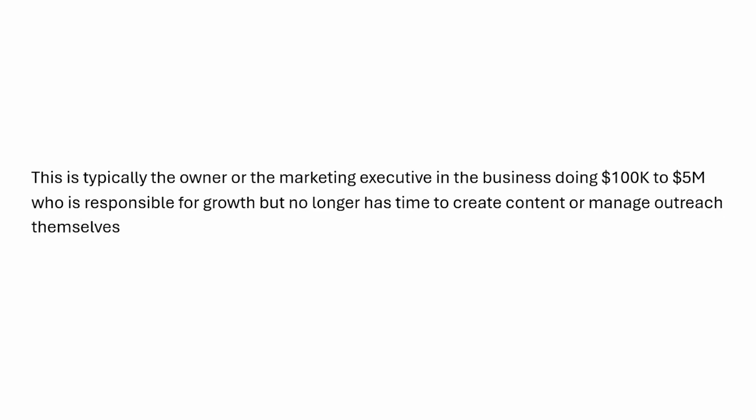Next, we have 1 sentence that captures who this person actually is. In my file, this is typically the owner or the marketing executive in the business doing 100,000 to 5 million who is responsible for growth but no longer has time to create content or manage outreach themselves. If that sentence kind of wobbles, everything AI writes will wobble. So we got to spend some time getting it right. Then you need to describe their current situation, not their dreams, but their reality. What does their week actually look like? What does your customer's week actually look like?